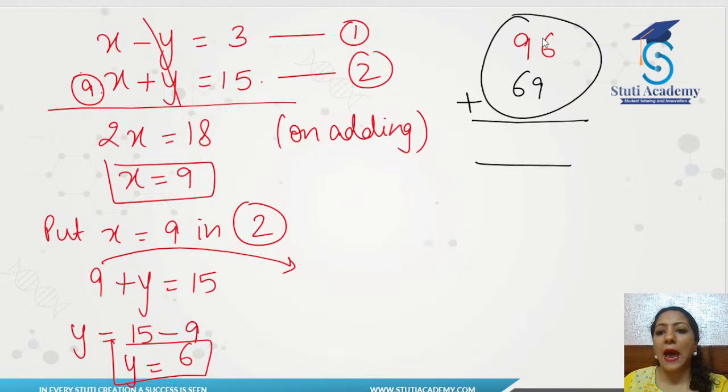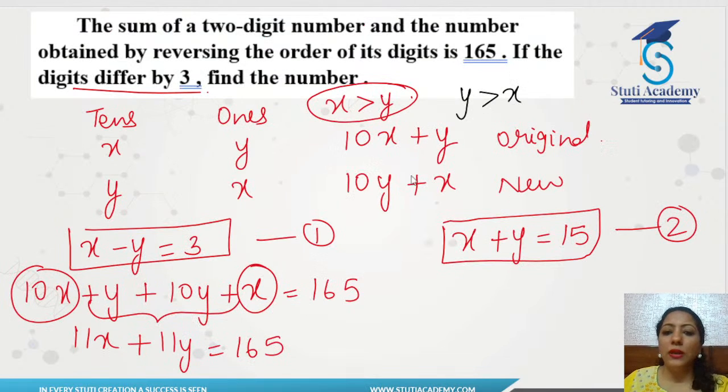Both of them will add up to, let's see how much? 5 and then 1, 165. Both of them will add up to 165 as given in the question. Also in both the cases, whether you take 96 or you take 69, the digits are going to differ by 3. Okay, so we are done with this question. So we have two numbers here, 96 and 69 both. Let us now discuss the next question.